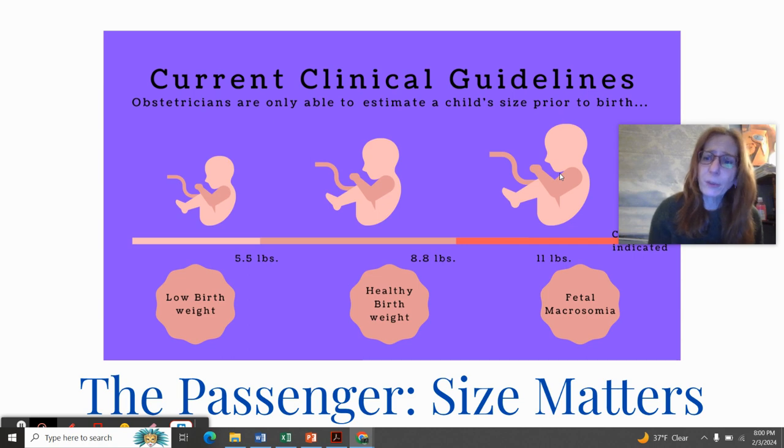Another way you can tell from the outside with external assessments is Leopold's maneuvers. You give the belly a good feel, and after you've felt a lot of bellies, you kind of know which ones are big, small. You'll get that sense, but it's not precise again. The last way we can tell is fetal ultrasound. You would think that would give you a really good guideline, but I've seen them be off by 2 pounds or more. It's just not an exact science.